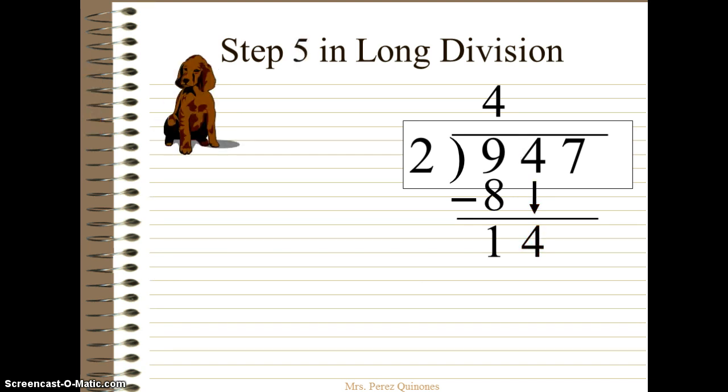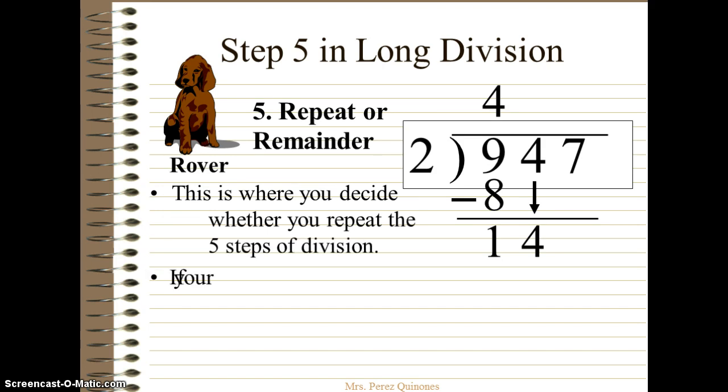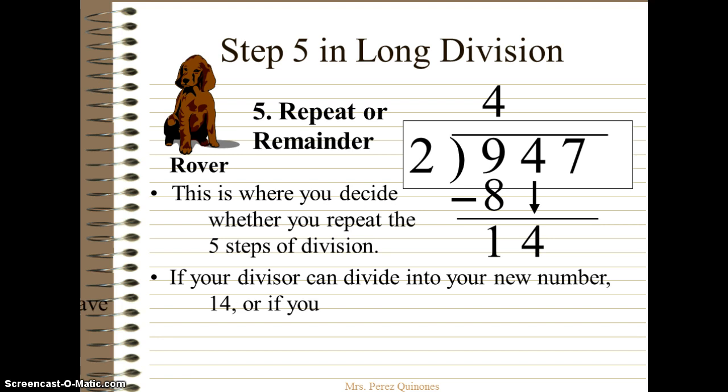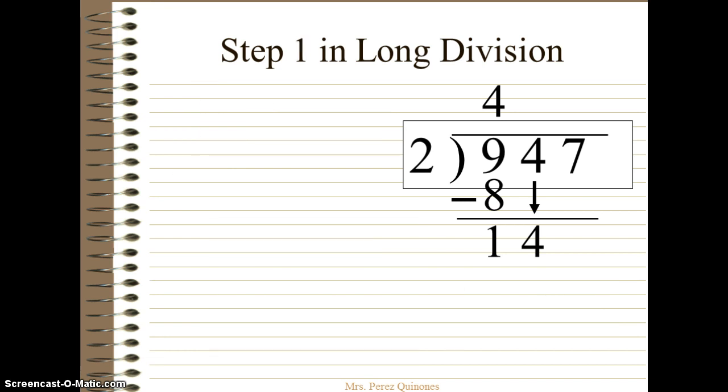Step 5. Rover. Rover says repeat or remainder. This is where you decide whether you repeat the 5 steps of division. If your divisor can divide into your new number, 14, or if you have numbers in the dividend that have not been brought down, you repeat the 5 steps of division. Going back to Dad.